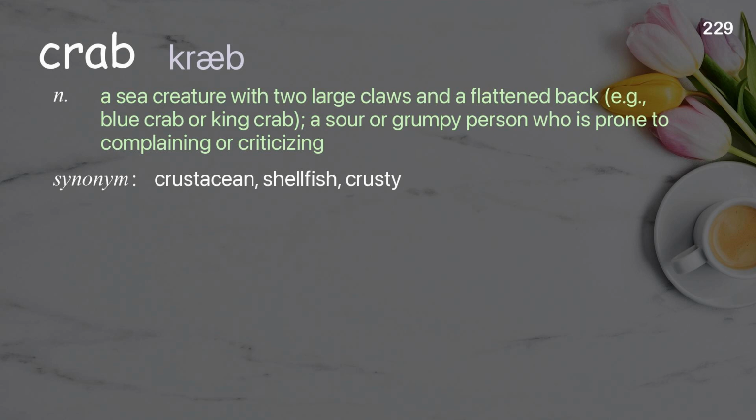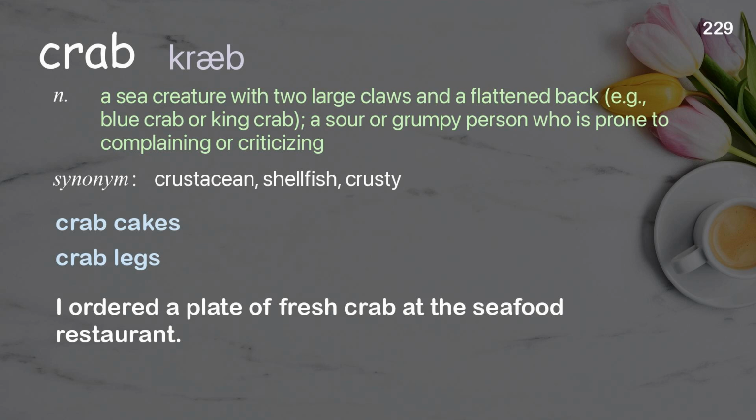Crab. A sea creature with two large claws and a flattened back. Example: blue crab or king crab, a sour or grumpy person who is prone to complaining or criticizing. Examples: Crab cakes. Crab legs. I ordered a plate of fresh crab at the seafood restaurant.